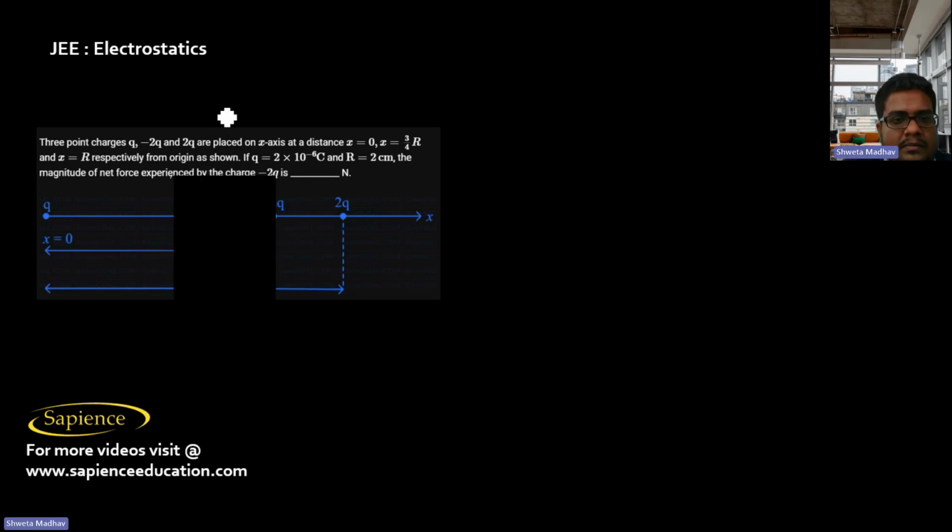It is told 3 point charges Q, minus 2Q and 2Q are placed on the x-axis at a distance x equal to 0, x equal to 3r by 4, and x equal to r respectively from the origin. So this point is the origin, obviously. If Q equal to 2 into 10 power minus 6 coulomb and r is 2 centimeter, find the magnitude of net force experienced by the charge minus 2Q.